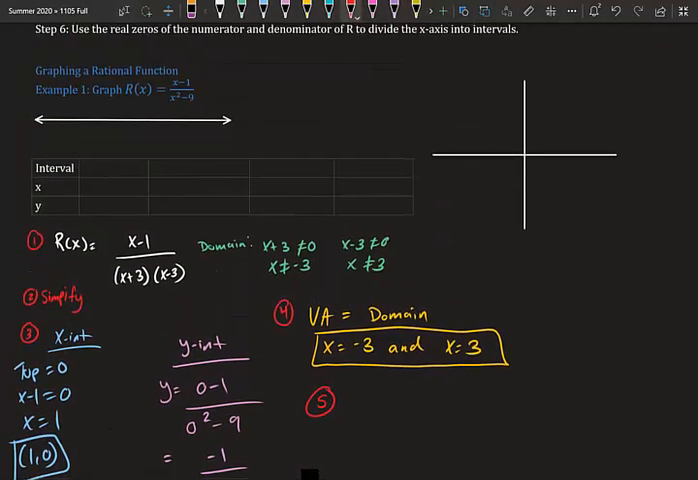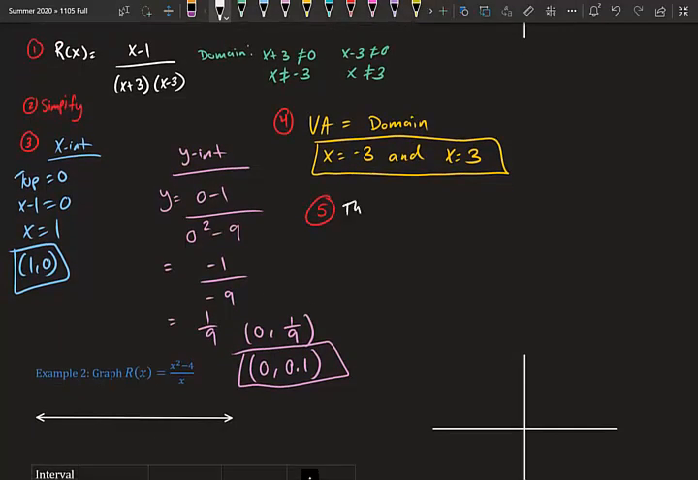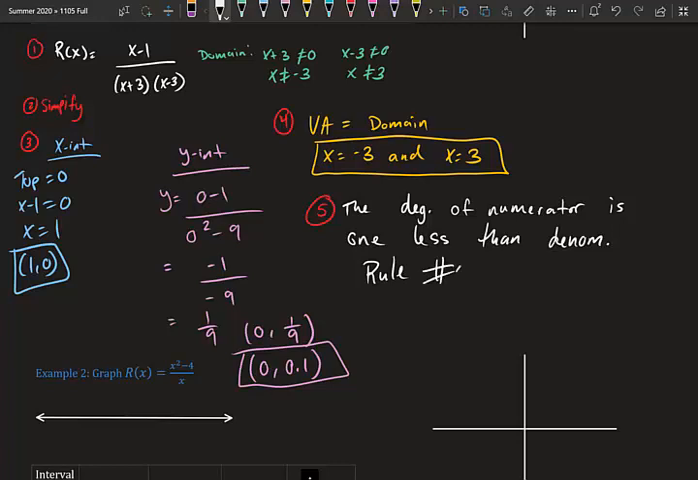If we look at the numerator and denominator, the degree of the numerator is 1, the degree of the denominator is 2. So we can say the degree of the numerator is 1 less than the denominator. Since that's the case, that's rule number 1. Go back in chapter 5 and you will see those rules. Rule number 1 states that we have a horizontal asymptote at y equals 0. That's what it states.